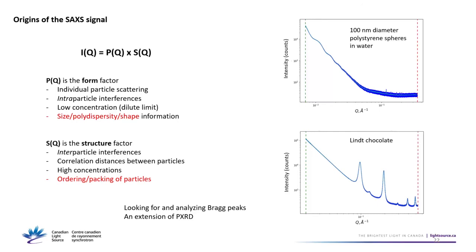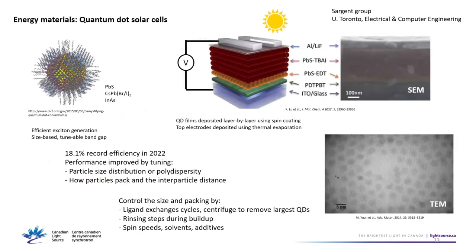The other part that contributes is the structure factor. You can think of this as Bragg peaks. It's coming from interparticle interferences or arrangements, correlations, distances between particles, and generally occurs at really high concentrations of solids, with 90% loading or something like that, where you see peaks. You can think of it as an extension of powder diffraction to some extent. So the first set of examples I'm going to show are more like the structure factor cases, then we'll get more into the form factor.